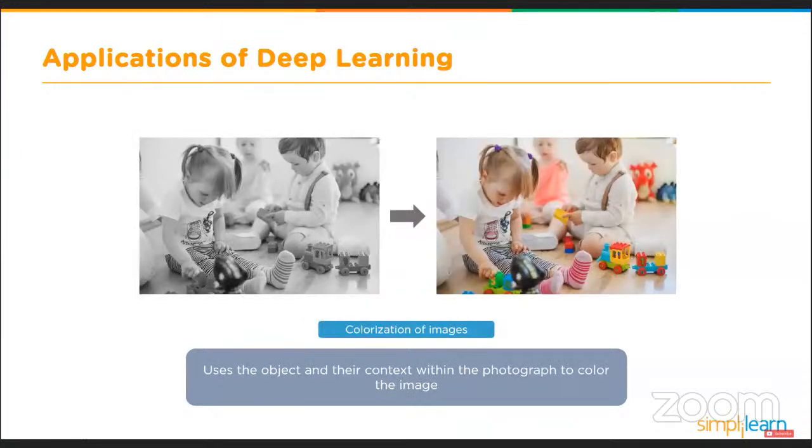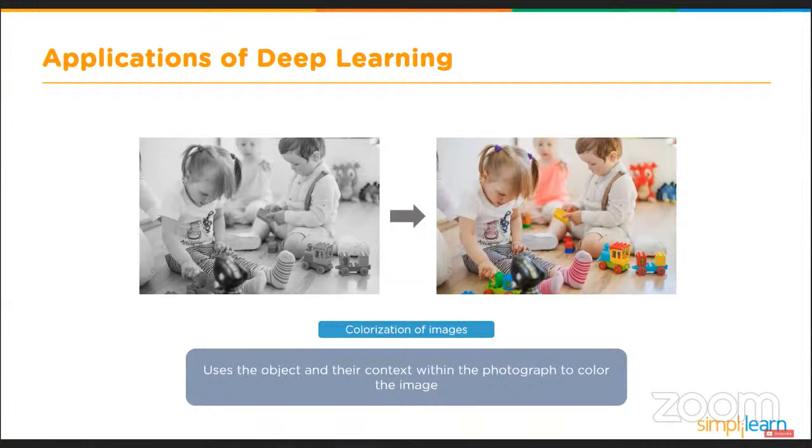And on the same lines, colorization of images. So these two images on the left hand side is a grayscale image or a black and white image. This was colored by a neural net or a deep learning application. As you can see, it's done a very good job of applying the colors, and obviously this was trained to do this colorization.